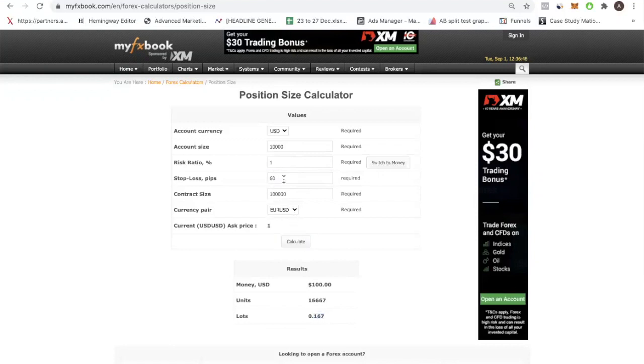Okay, so if, let's say, your stop loss is wider, and your stop loss in this case is 60 pips, you can see that your position size is half, meaning that right now, if you have a stop loss of 60 pips, you can only trade 0.167 lots. So your risk reward goes down whenever you have a bigger stop loss. And that is why, personally, I love having a tight stop loss.